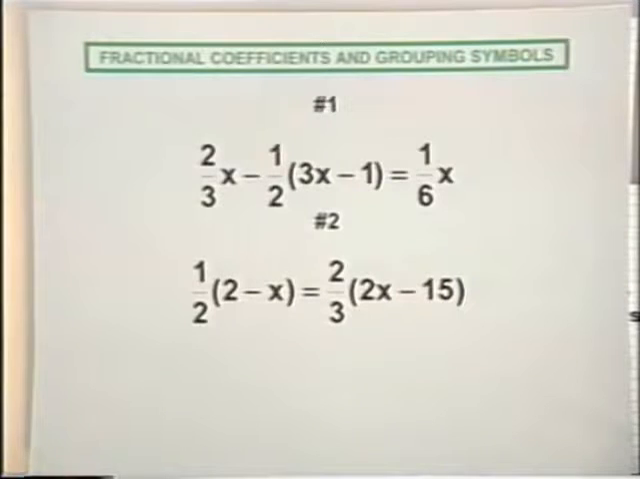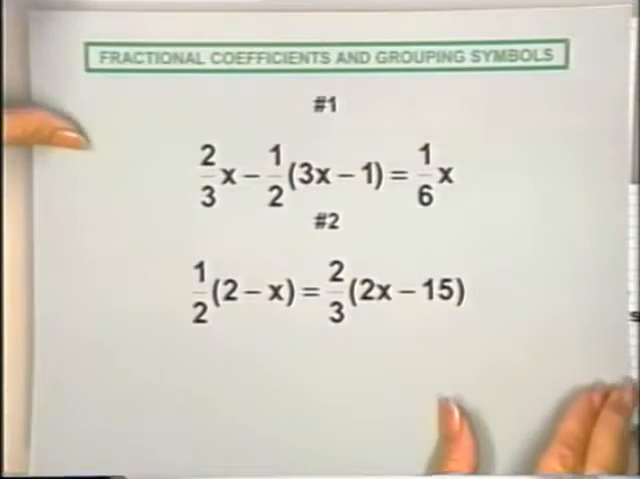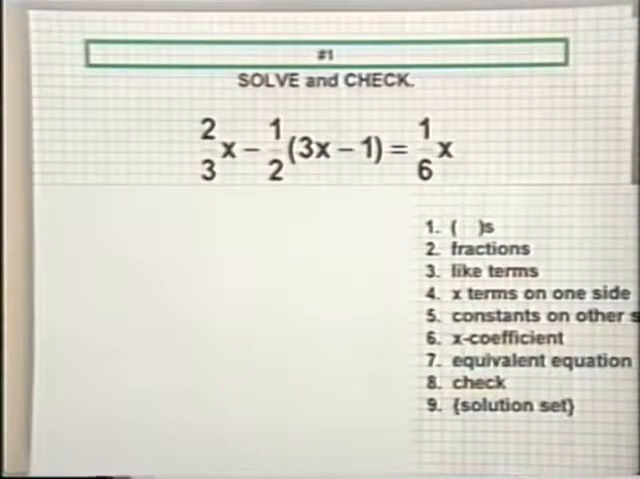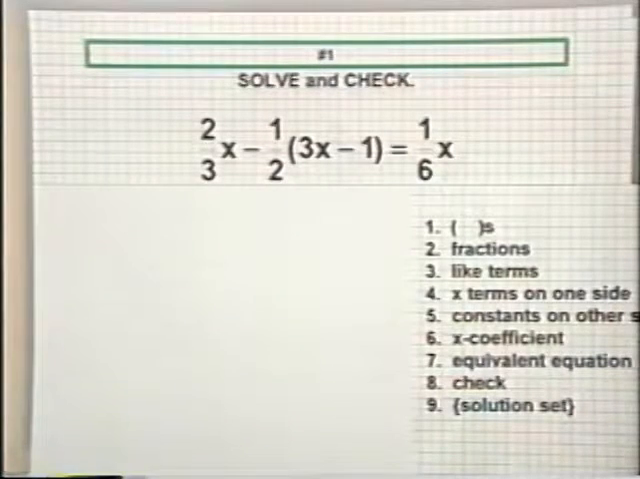fractional coefficients, and grouping symbols. Here are the equations I shall solve in this set of problems. Number 1, solve and check. It is a linear equation, so I will go through my steps.